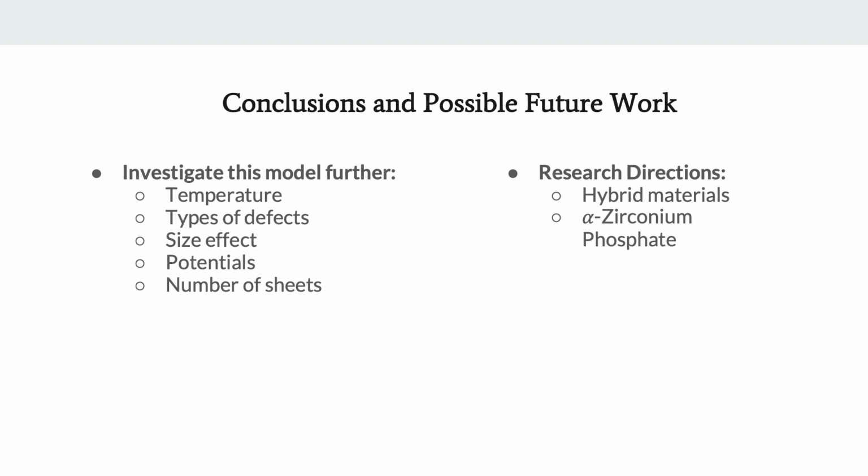And the skills I've learned by modeling graphene are also helpful for the modeling of other materials, and research directions include shifting to hybrid materials where potentials and interactions are more complex. And ultimately, with more practice, this would allow for an investigation of the alpha zirconium phosphate material and other nanoparticles.